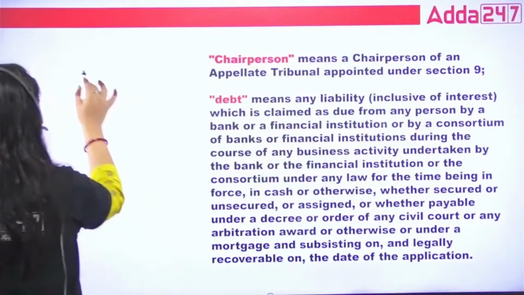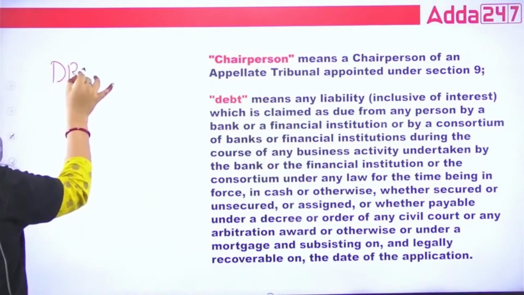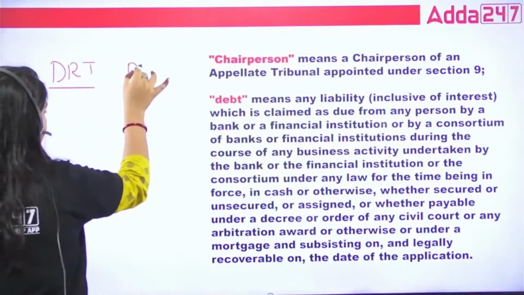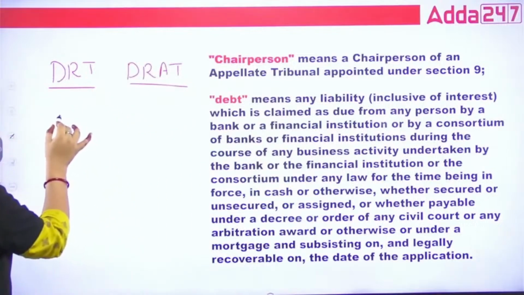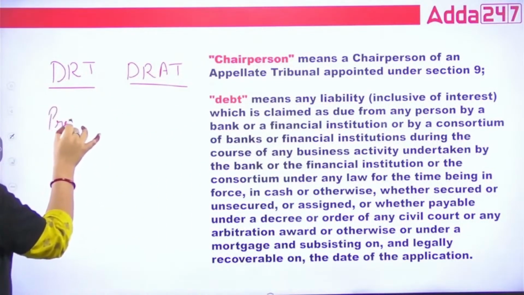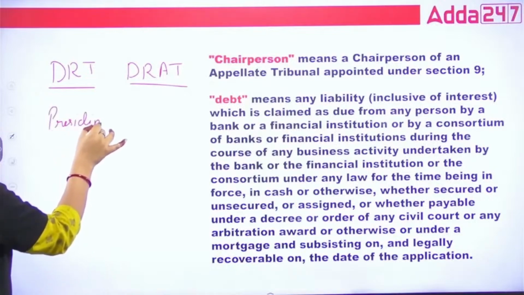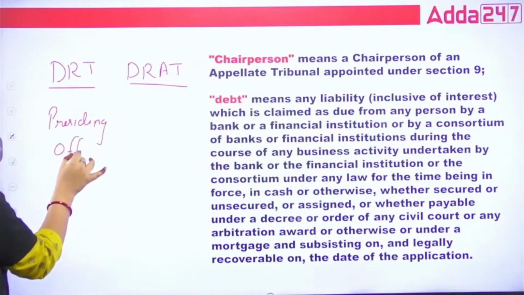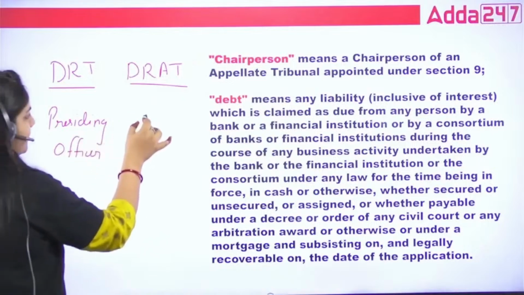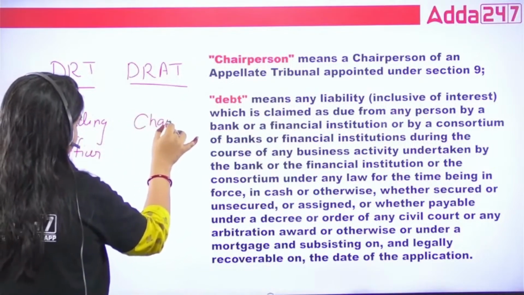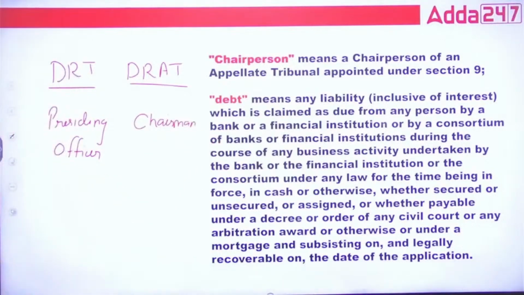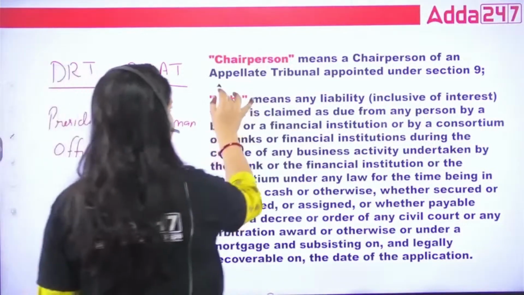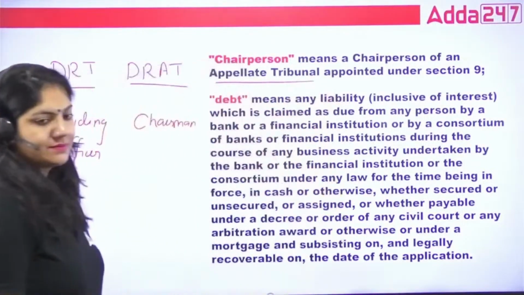Chairperson. If we compare DRT and DRAT, under the DRT the presiding officer is there, and under the DRAT the chairman is there, who is the head. This is important. The chairman is the appellate tribunal chairman. That's it.